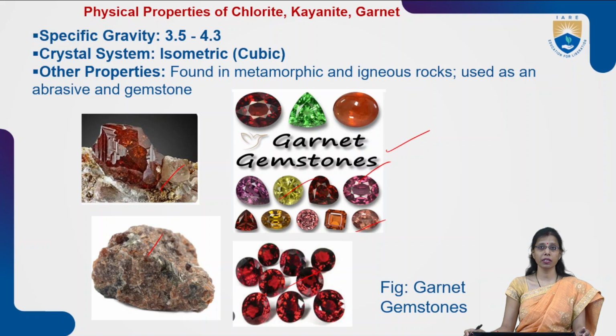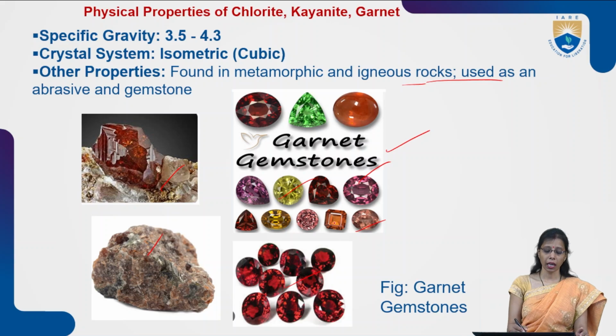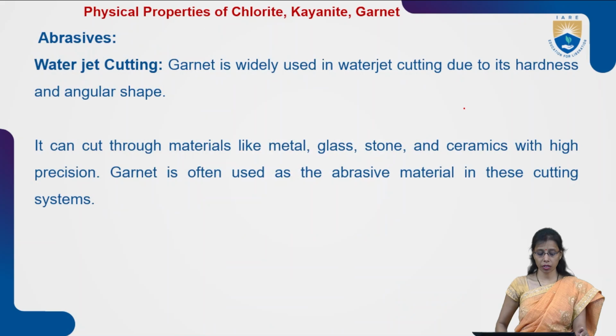The crystal system is isometric, or cubic, and it is found in metamorphic and igneous rock. Garnet is found in metamorphic rock and in igneous rock, and is used as an abrasive and gemstone. You can see the different types of colors here, which can be used as jewelry.